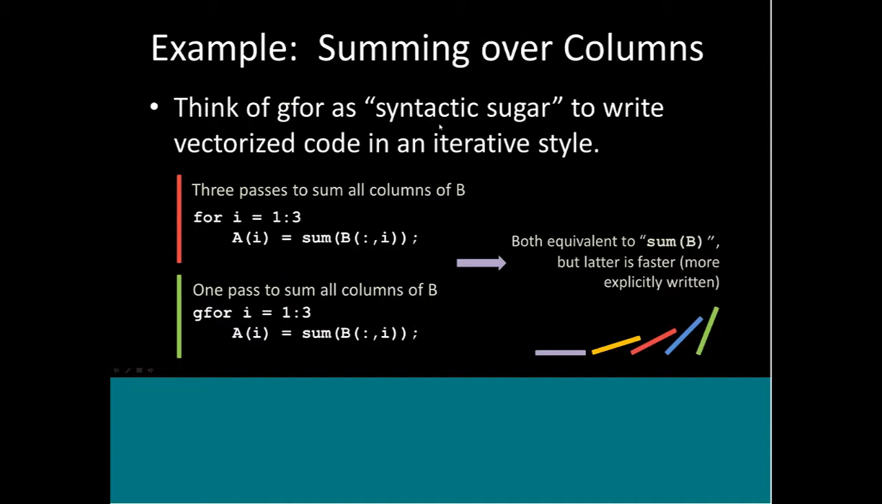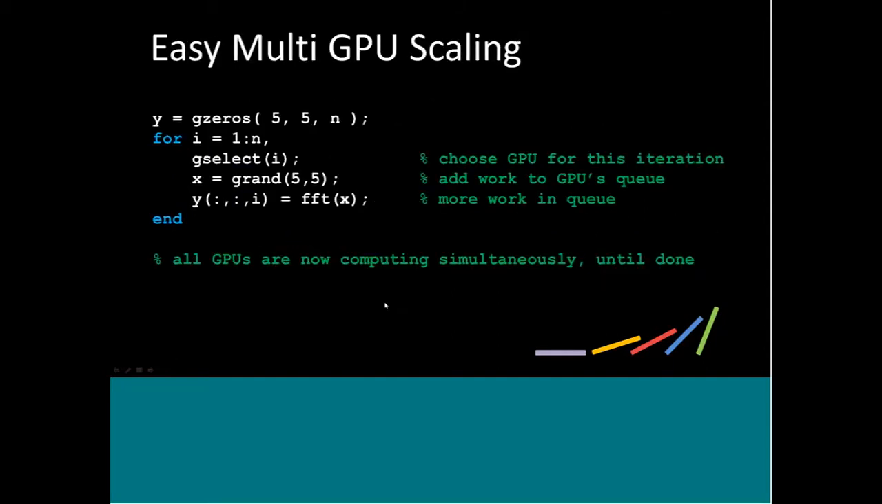It really adds another dimension to MATLAB code so that you can write vectorized code in an iterative fashion, instead of just in a vectorized form, which is a little complicated to wrap your head around sometimes. So Jacket extends easily to multi-GPU.